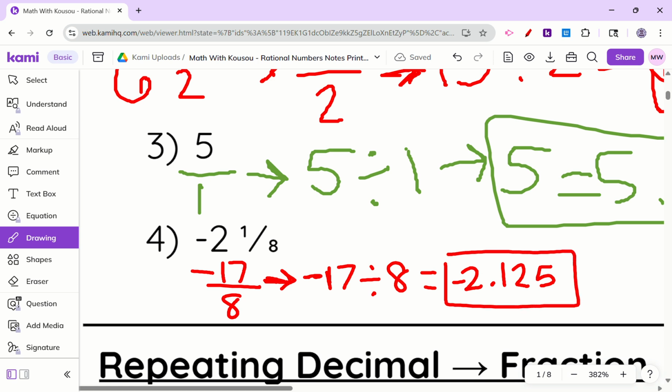And now we can put back in our negative. So we have -2.125. Also, you could drop down the whole number of -2. So if you take this -2 and drop it down, and then this 1/8, you can convert it, and you would get 0.125. So in your calculator, you could just do 1 divided by 8 and get that 0.125.